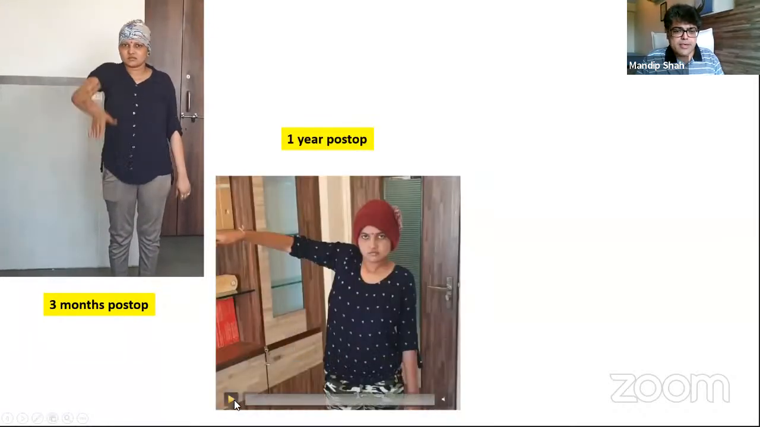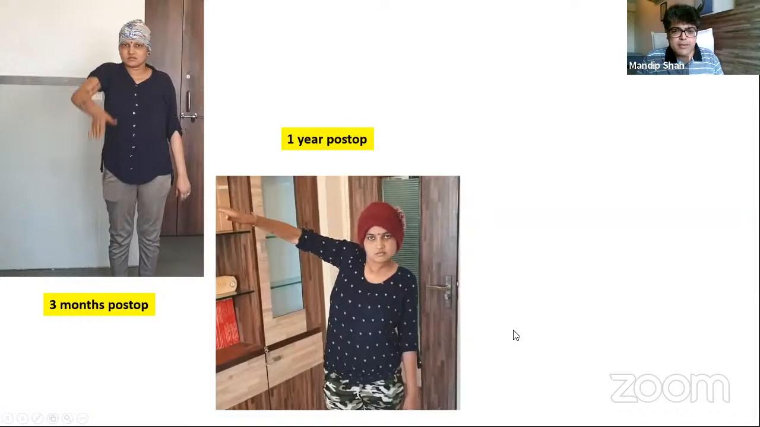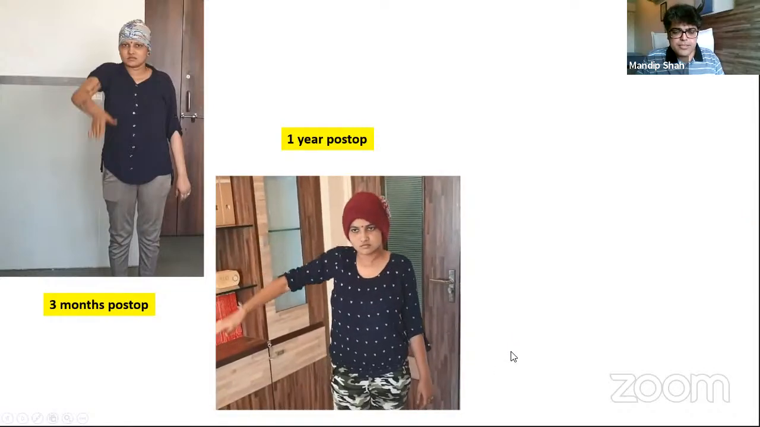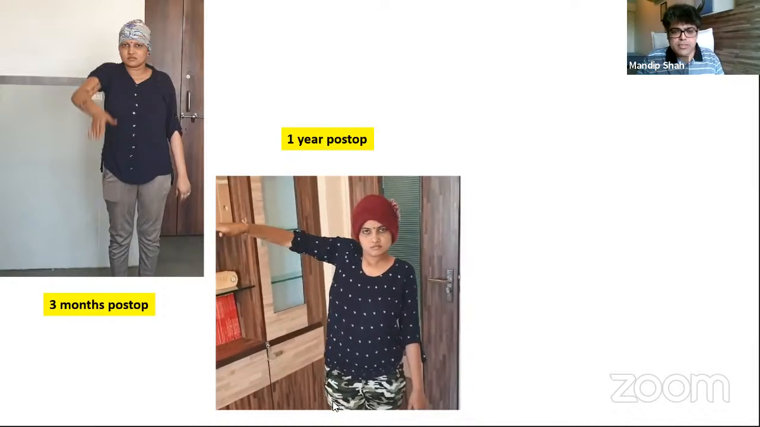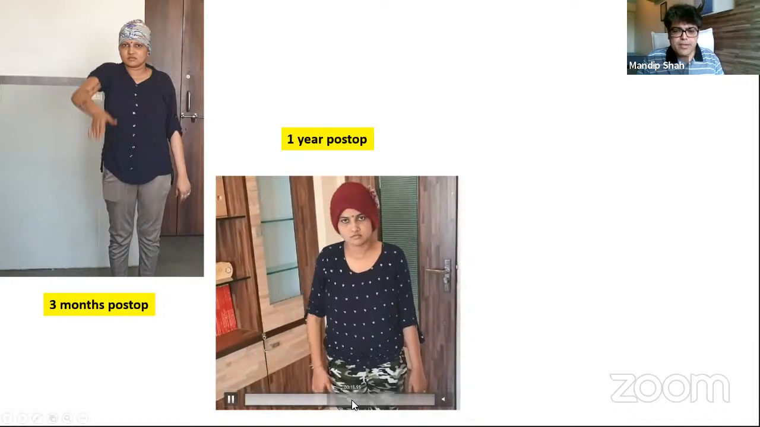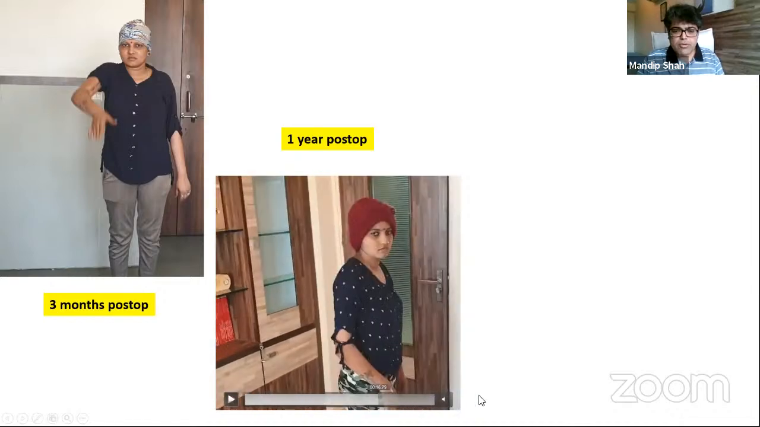At 1 year, as you can see, the function has remarkably improved. She has got around 90 degrees of abduction, and her elbow is also stretched out significantly. And she has got a good forward elevation also.